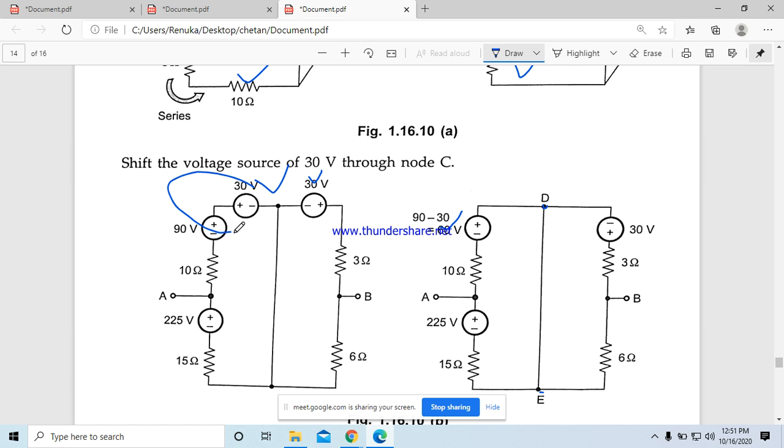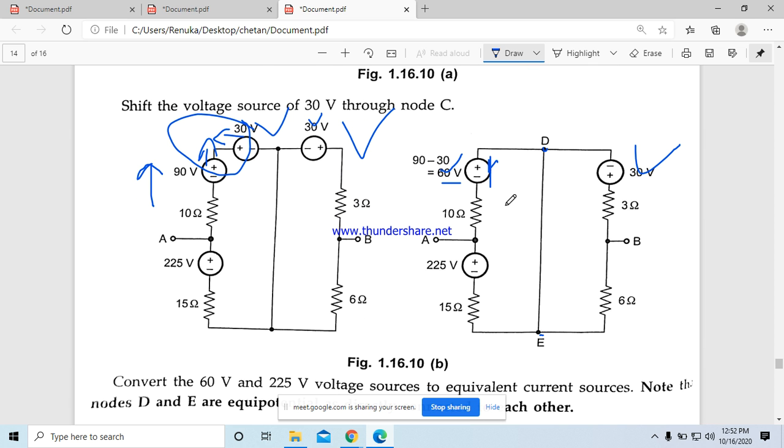Next, add these two, because these two are in series, but these two polarities are different. Here the plus is in this direction and this one is in this direction. Add these two, but these two are in opposite direction, right? You have to subtract. 90 minus 30 will get 60. That is in the direction of the maximum voltage source. Which is the maximum voltage source? 90 volt. That is in the direction of 90 volt. Okay, next draw this 30 volt like this. Okay, we'll get these two.